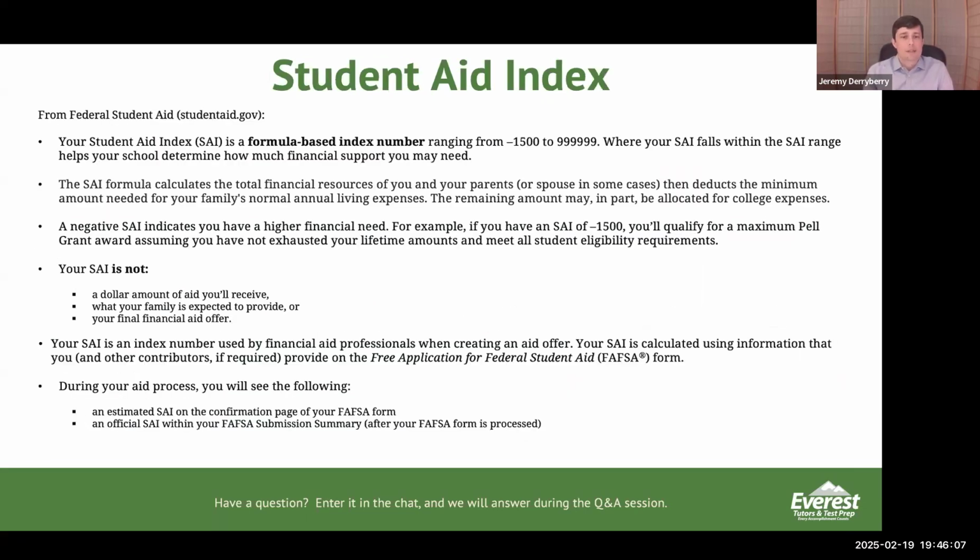So student aid index, what is it? I've drawn this information directly from the Federal Student Aid Office so that I can be as specific as possible. A lot of people get their student aid index number back and they think it is a financial number, a hard financial figure. It is not. It is actually an index number. The index can be negative, and it can go up to, what is that, almost a million. So it's not a dollar amount.